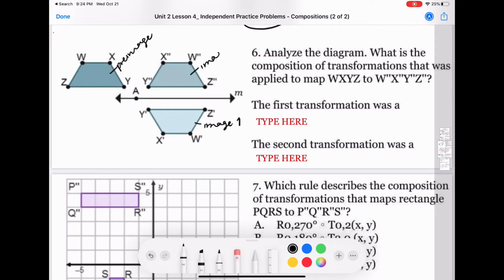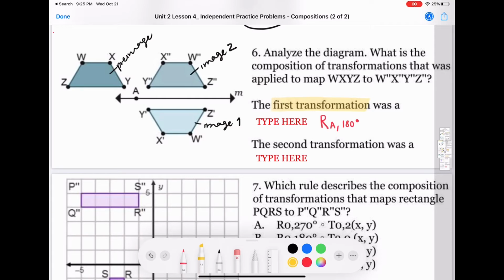and image 2. Well, we know that our first transformation will tell us what happens between our pre-image and our image 1. Well, it looks like between our pre-image and image 1, we had a type of rotation, specifically a rotation about point A. And it looks like we had a rotation about point A 180 degrees.